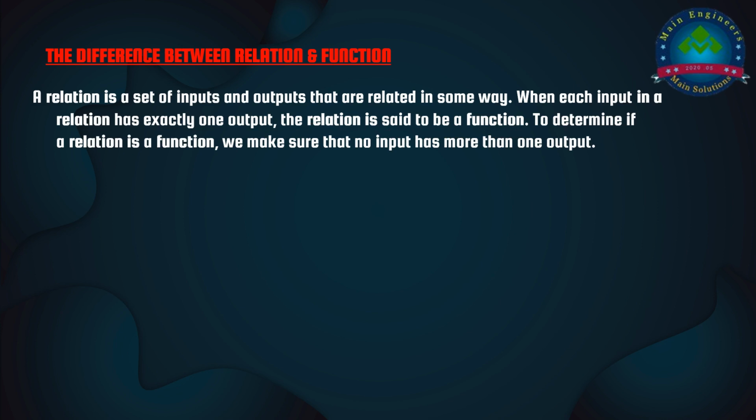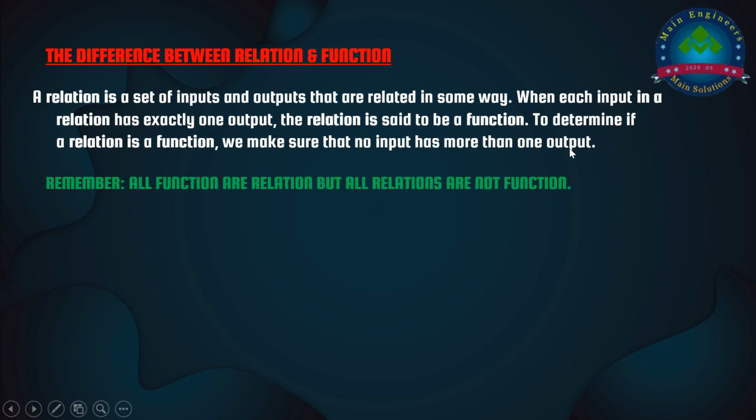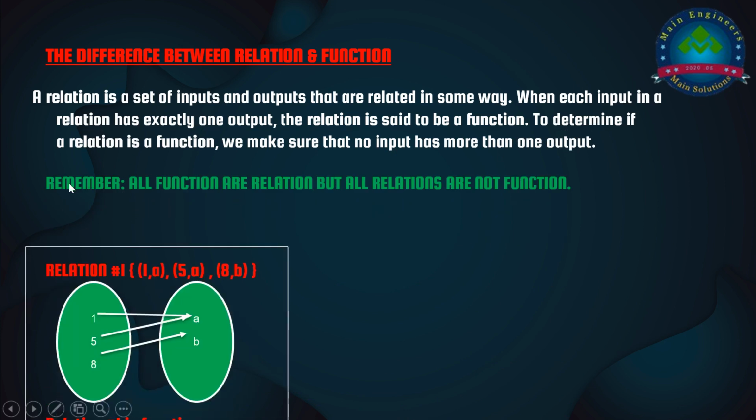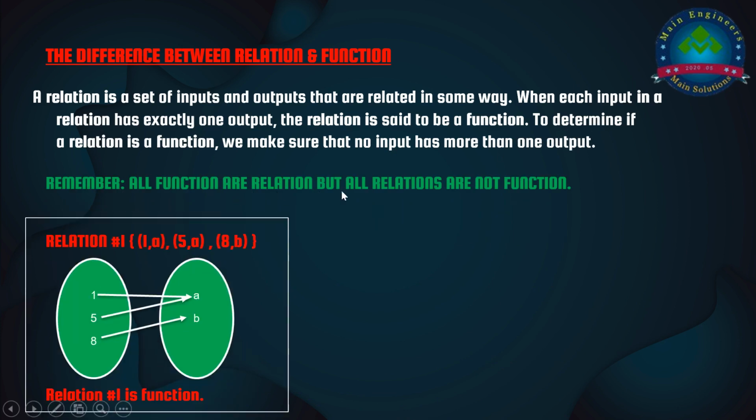It is the same way: if one input has more than one output, then that is not a function. If one input has only one output, that relation is said to be a function. So to determine if a relation is a function, we make sure that no input has more than one output. So remember, all functions are relations, but not all relations are functions.